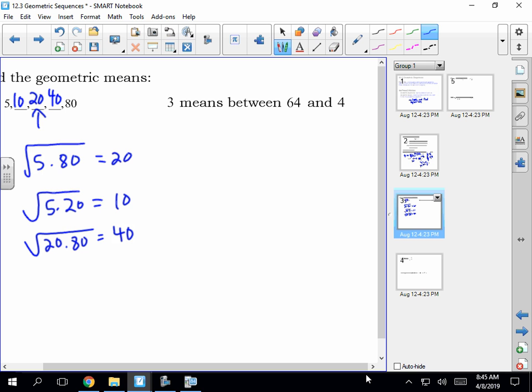3 means between 64 and 4. This is going the other direction. 1, 2, 3 means. So you could go 64 times 4, take the square root of that, and it'll give you the middle term.